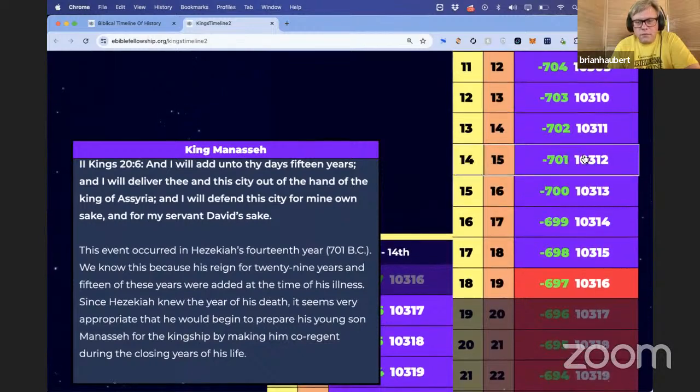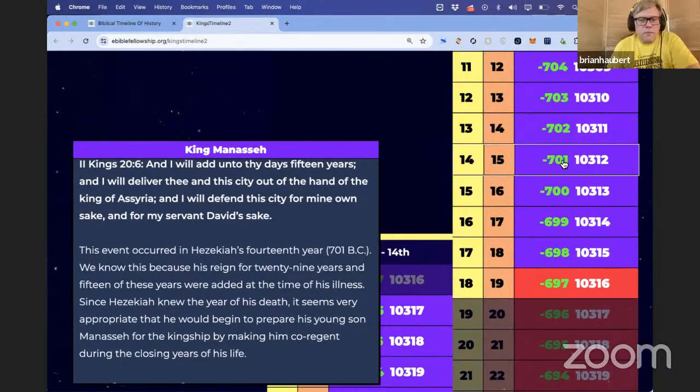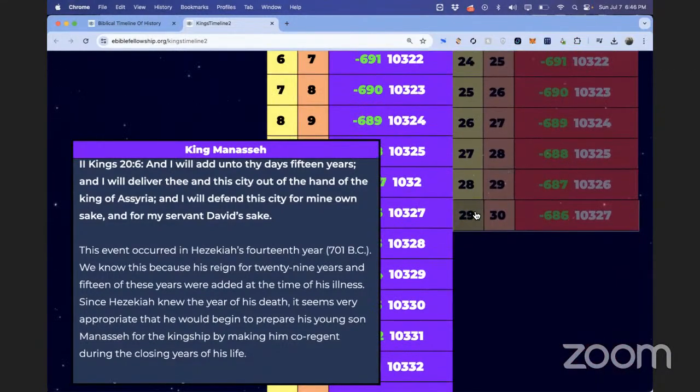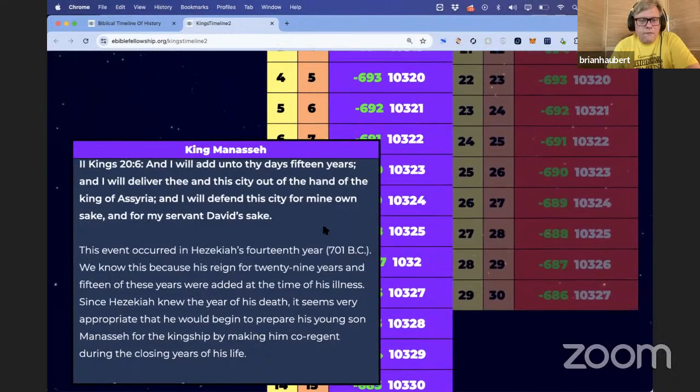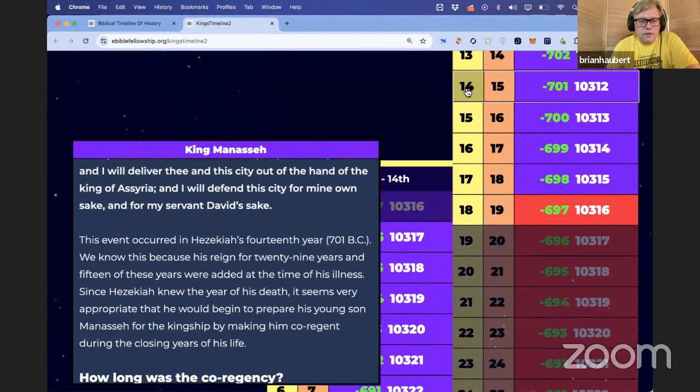Can you show that again? Yep, right here. And we know this because he reigned for 29 years. I believe it was 29 accession years, right? Yeah, 29 accession years. And so 15 years were added at the time of this illness.